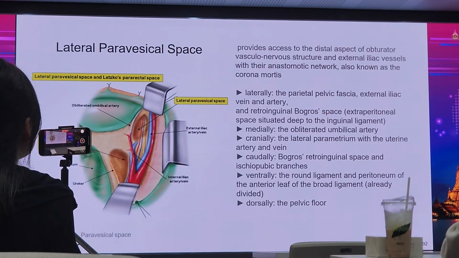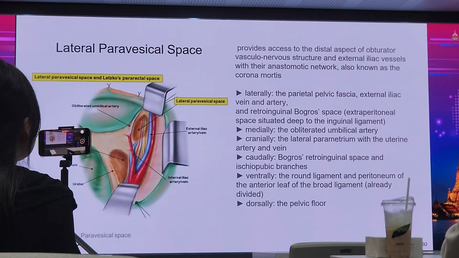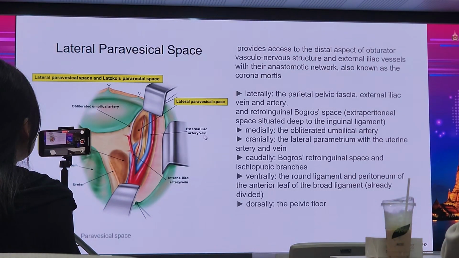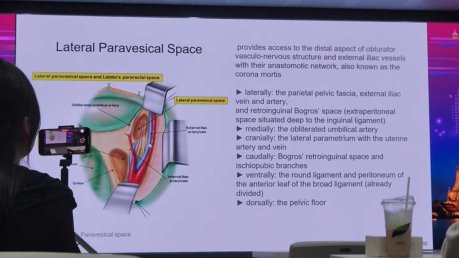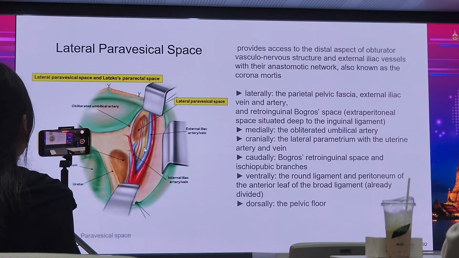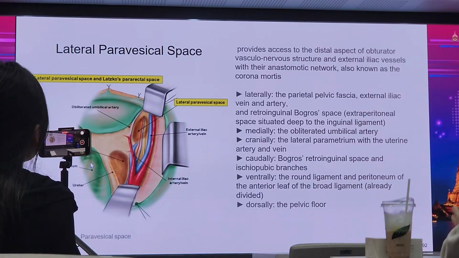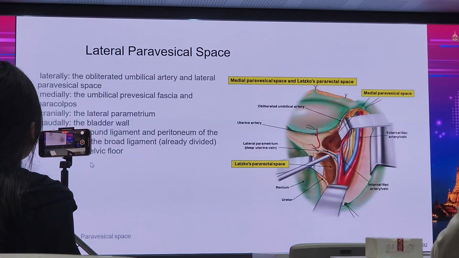For the lateral paravesical spaces here, this is the one which will make the identification of the lymph nodes easier. You can identify the vessels here easier by developing the paravesical spaces. This is the lateral one. Posteriorly is the lateral pararectal space, which I will talk about later, and the borders are over here. You can look at it after the lecture.